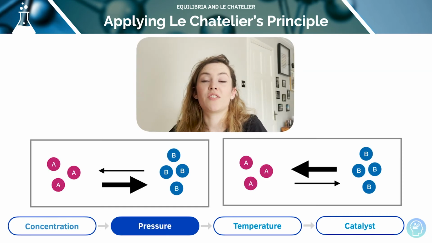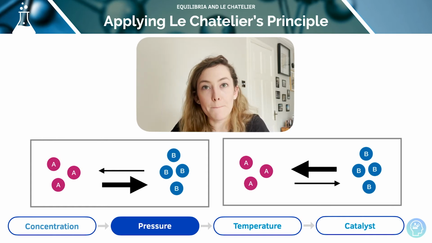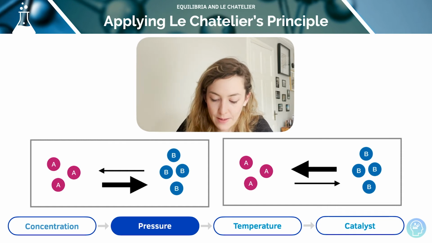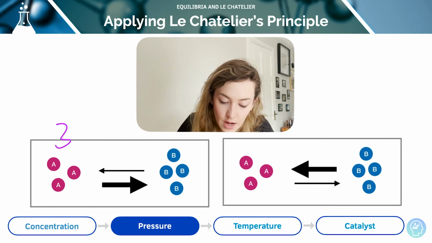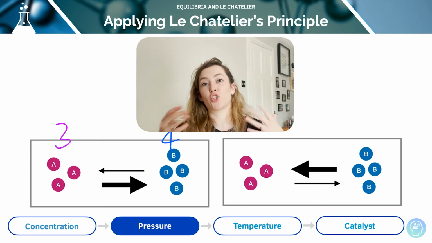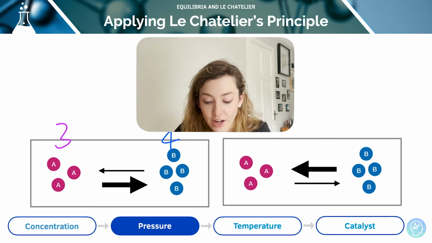When we're considering changes in pressure and Le Chatelier's, we need to think about the moles of gaseous molecules. If we're looking at a really simple system here, we've got A on one side and B on the other. I've got 1, 2, 3 moles of A, and I've got 1, 2, 3, 4 of B. So I've got 3 and I've got 4. If I increase the pressure on the system, it's going to increase the pressure on both sides, and we're going to want to decrease the pressure of the system. So we're going to shift in the direction of fewer moles.